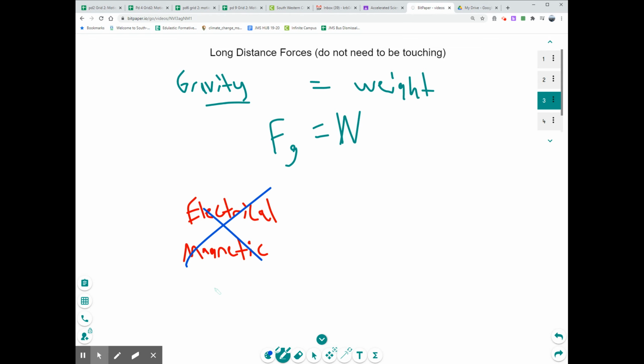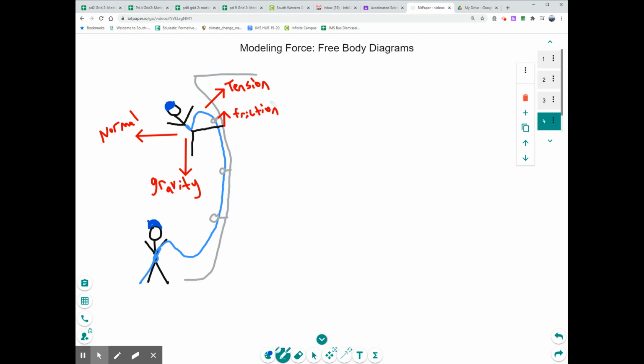So the way we're going to explain these is we're going to explain how things that aren't touching can act on each other using this thing called a field. So there's a magnetic field, a gravitational field, an electrical field. We'll talk about that later. Right now is not the time. But gravity, it's a thing. You should know about it. It's acting on everything. Okay, last thing.